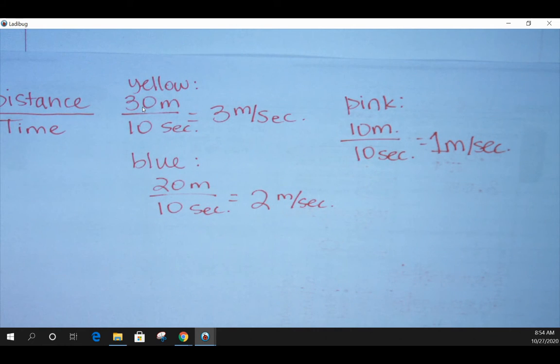So look right here. 30 meters divided by 10 seconds is 3 meters per second. 20 meters divided by 10 seconds is 2 meters per second. And 10 meters divided by 10 seconds is 1 meter per second. You good? Does that make sense to everybody? Remember, distance is y and time is x, so distance over time.